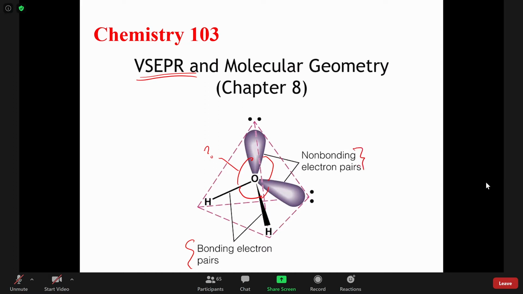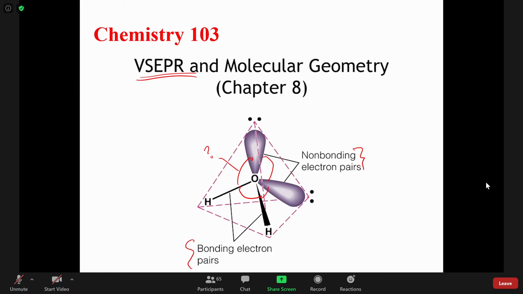So this is intimately related to Lewis structures, but it takes it, like Emeril would say, we're going to kick it up a notch, because we don't have the whole story yet.